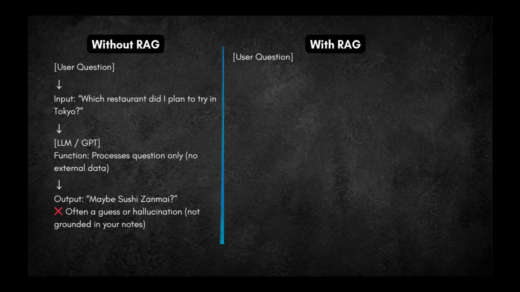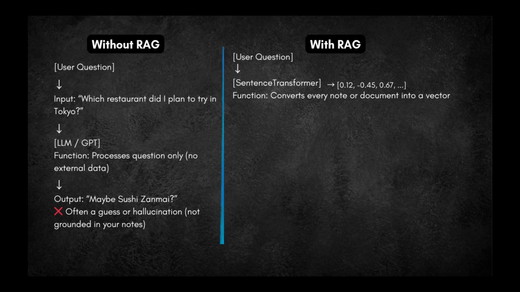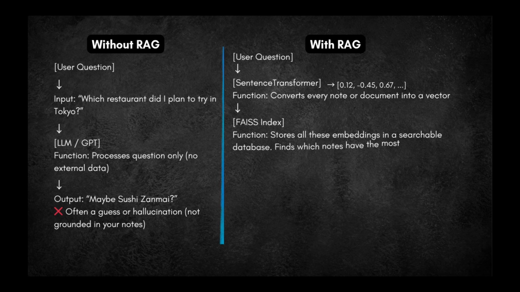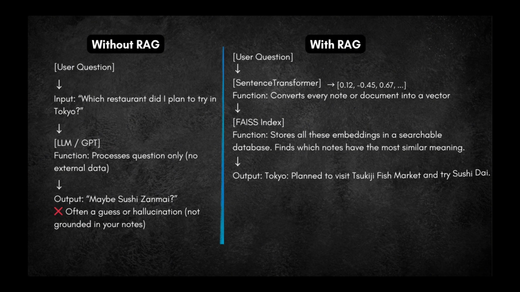So the question goes to the sentence transformer first, which converts every note or document into a vector, basically a list of numbers that represent its meaning. The output from the sentence transformer then goes to FAISS index. It stores all these embeddings in a searchable database. When you ask a question, it finds which notes have the most similar meaning and then outputs the correct note.